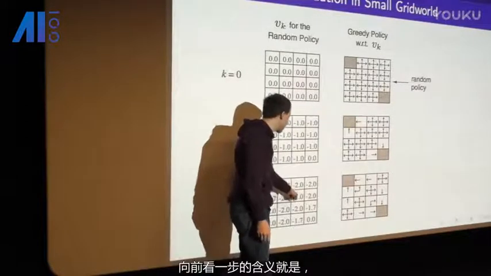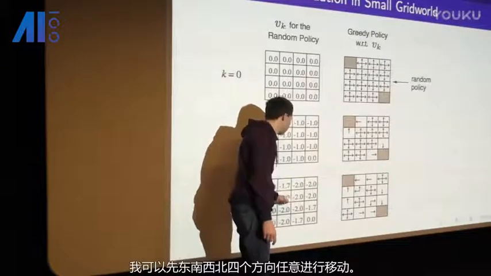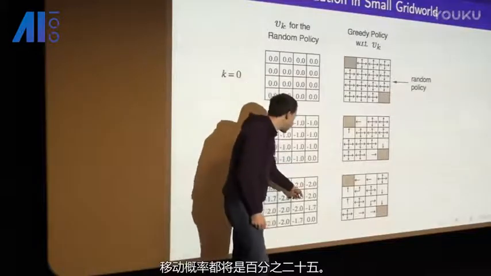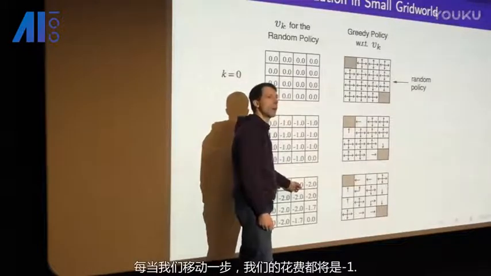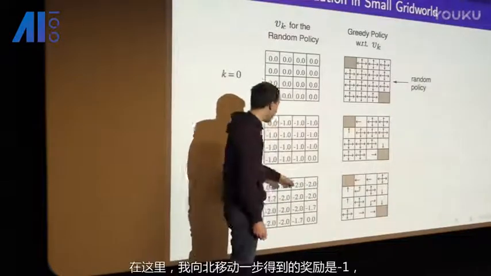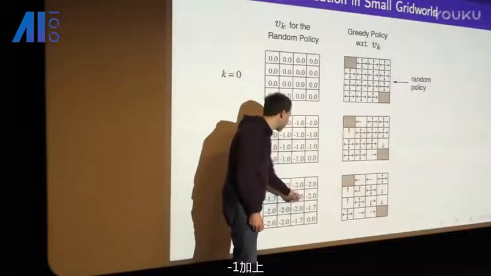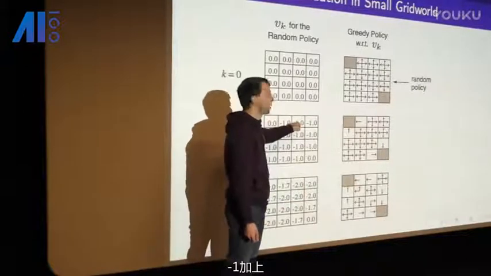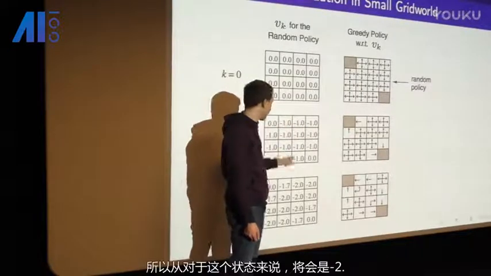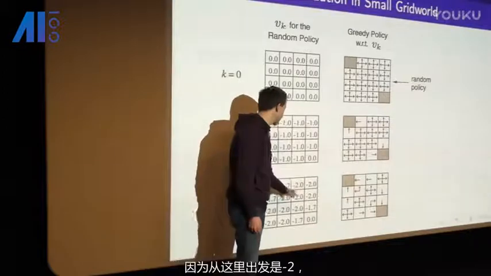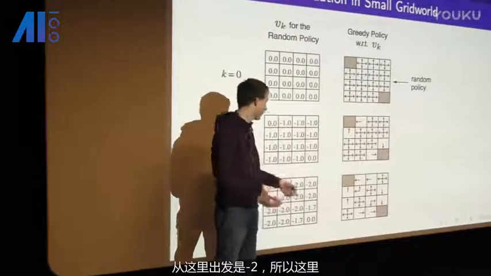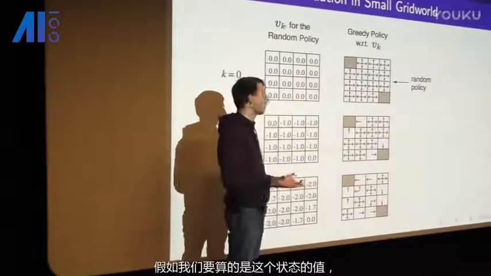For this state, we're now going to do again a 1-step look ahead. The 1-step look ahead says, I could go north, east, south, or west. I'm going to consider each of those with probability 0.25. In each case, I'm going to have an immediate cost of -1 plus the value where I end up. So the value of going north is -1 minus another 1 from my estimated value of where I ended up. From this state, I think it's -2 because I'm going to average over this -2, this -2, this -2, and this -2, so the value of being here at this point is -2.